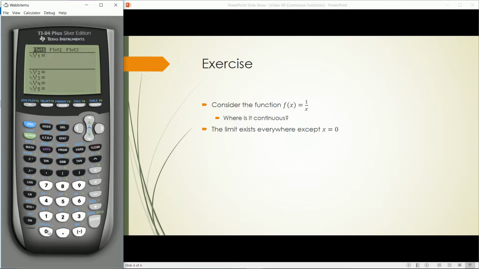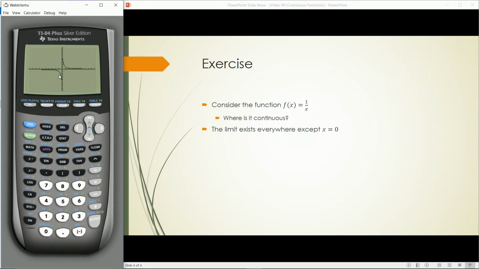Let's clear this old one. 1 divided by x. What's our window? Let's change this back to the standard. All right, that looks good. Let's graph it. You can see that it doesn't look right. Now, if you notice, we still have that point on there. That's probably because we still have our stat plots on. So go to second stat plot. Yes, we still have that on. So let's turn it off. Now we can go back to our graph.